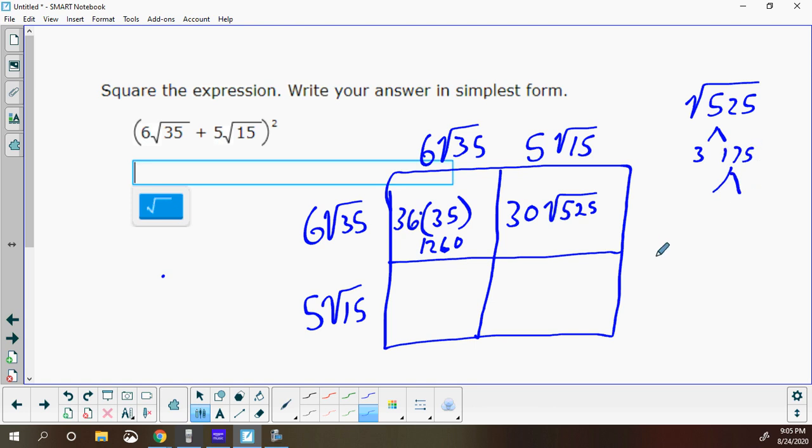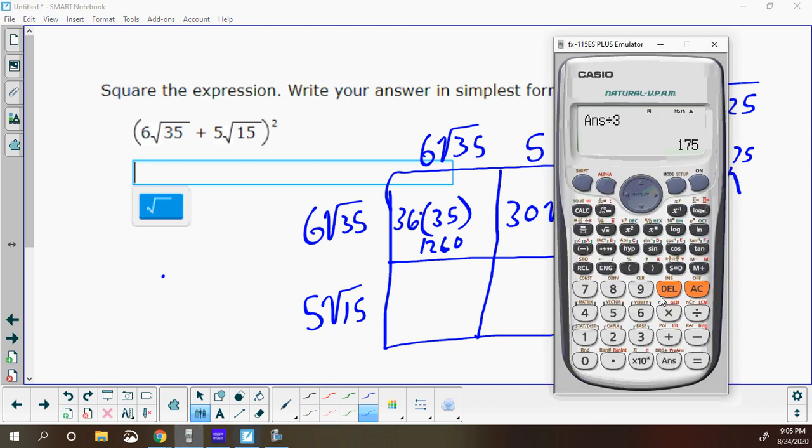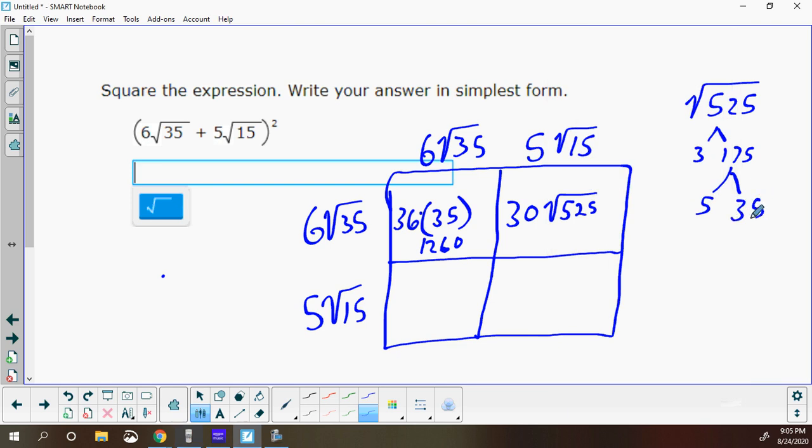6, 7, that's 13. That's not divisible by 3, so we're going to jump up to 5. 35. 5 and 7. So 5 is going to move out, but 3 and 7 stay behind, so that's 21. So 5 is moving out. 30 times 5 would be 150 root 21. So we don't have that anymore.